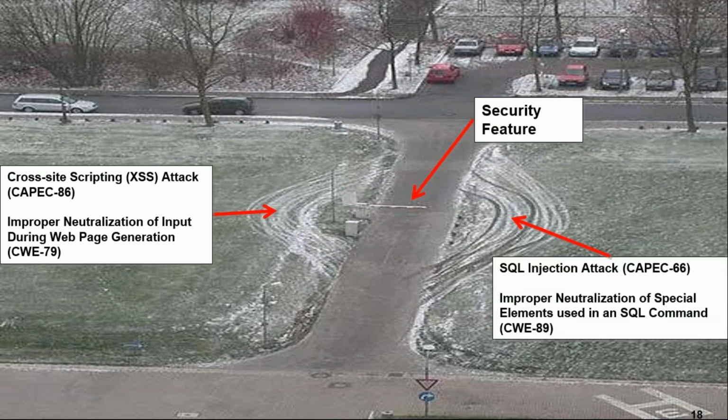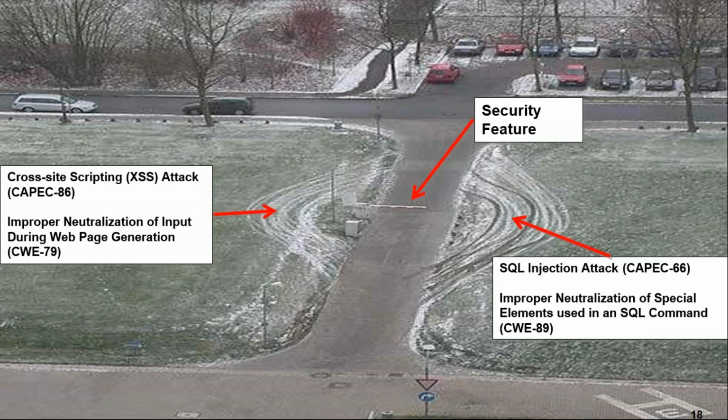Why is it not working? Well, now I'm referencing some things that you may have heard of, like cross-site scripting and SQL injection attacks. These are types of attacks that go after exploitable weaknesses in software. Now, you notice we've got codes here: CAPEC, for Common Attack Pattern Enumeration, as well as CWEs, the Common Weaknesses.